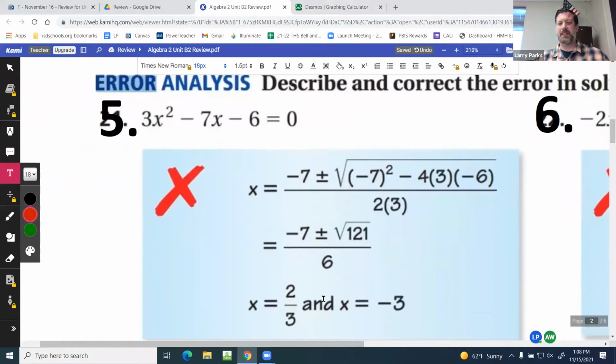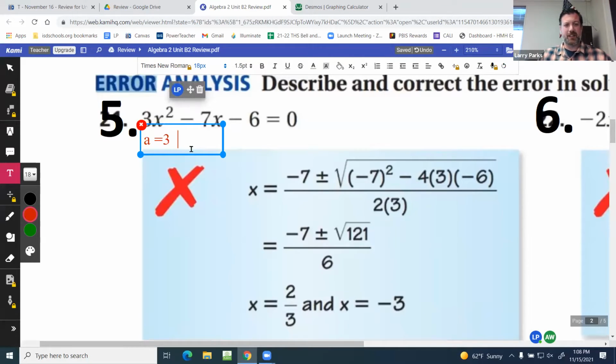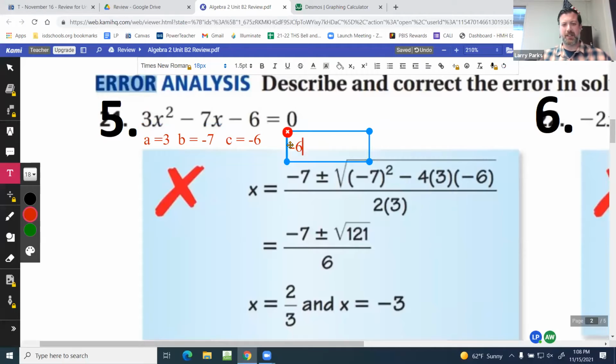Let's move on. What's the error here? Okay, let's find it. I'll tell you, usually the common error is the b value, because when you're doing this, you say a is 3, b is negative 7, and c is negative 6. And the formula here, remember, is negative b plus or minus square root of b squared minus 4ac all over 2a. So if that starts off as negative b, and then you plug in a negative 7, this should be negative 7.